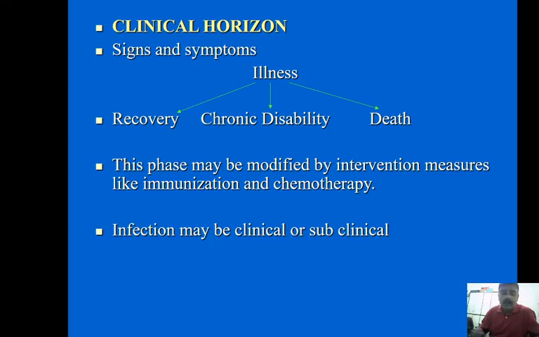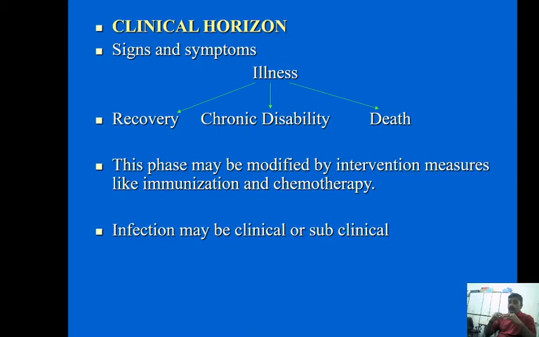Then the clinical horizon. We talk about the clinical horizon, where there are signs and symptoms. What happens is there is illness, which can lead to recovery, chronic disability, or death. This phase may be modified by intervention, like immunization. This is where a clinician generally comes in. Once signs and symptoms of a particular disease start occurring, there is the subjective realization of the person that he is sick. Once this subjective realization of illness comes, that's when a physician or clinician comes into the picture, and that's where the whole thing in terms of chemotherapy, medicine, supportive therapy, everything, begins.